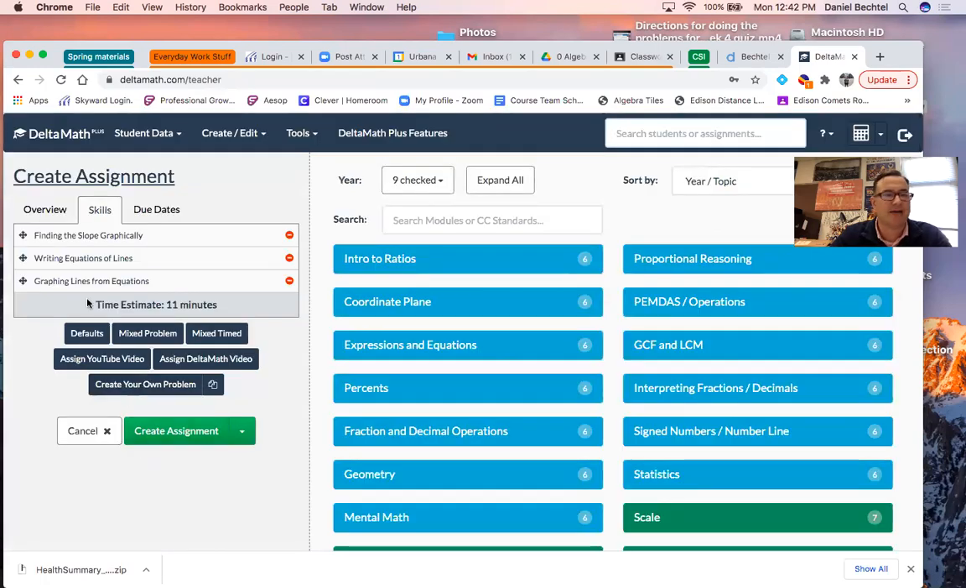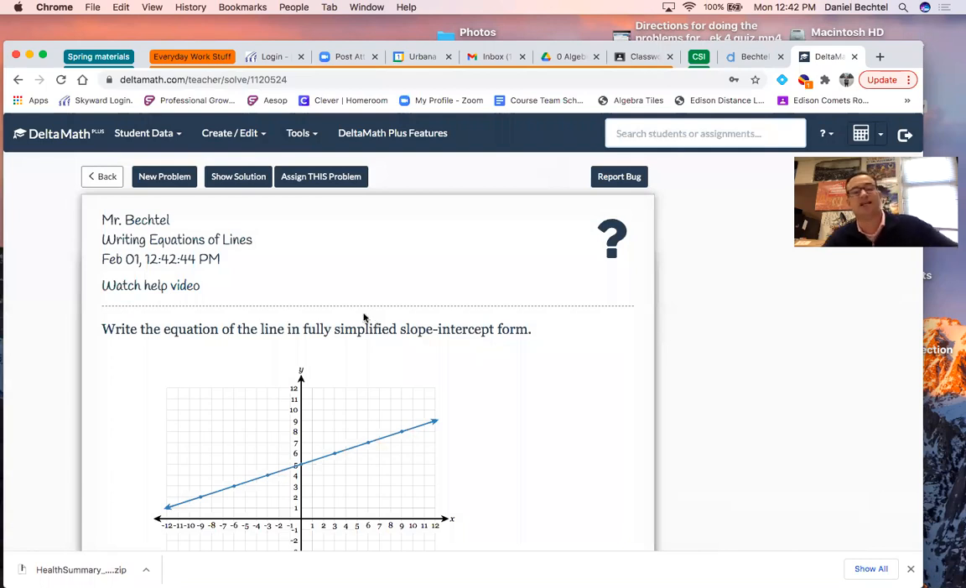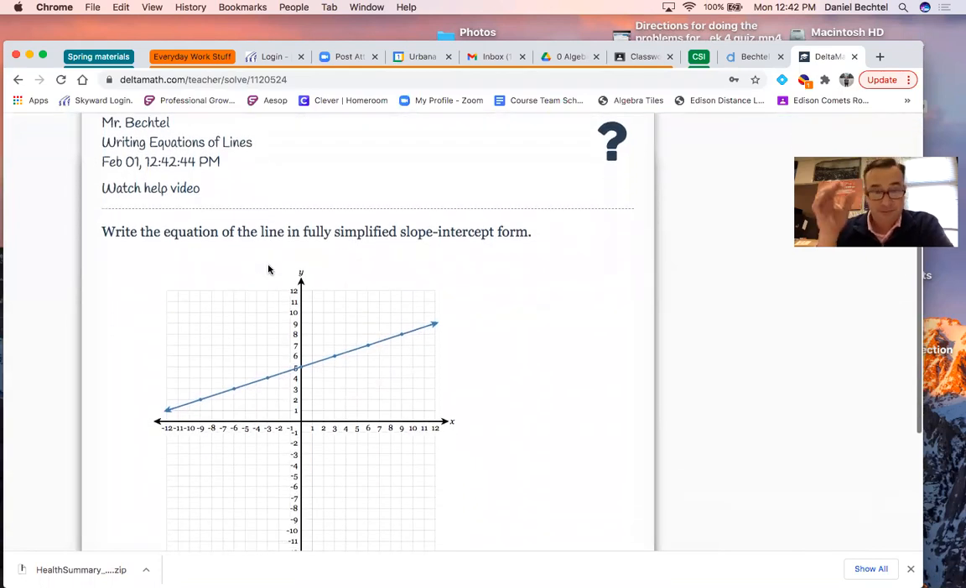And so we've got these things: finding the slope graphically, writing the equations of lines, graphing lines from equations. Let me do the writing equations of lines because that's one specifically people have seen. Now, if you notice here, there's this new thing that says watch help video. Right now, I'm not requiring anybody to watch a video. We'll go through right now. I'm going to show you what we have to do. And there are videos of me going through things that might help you that you could look at there.